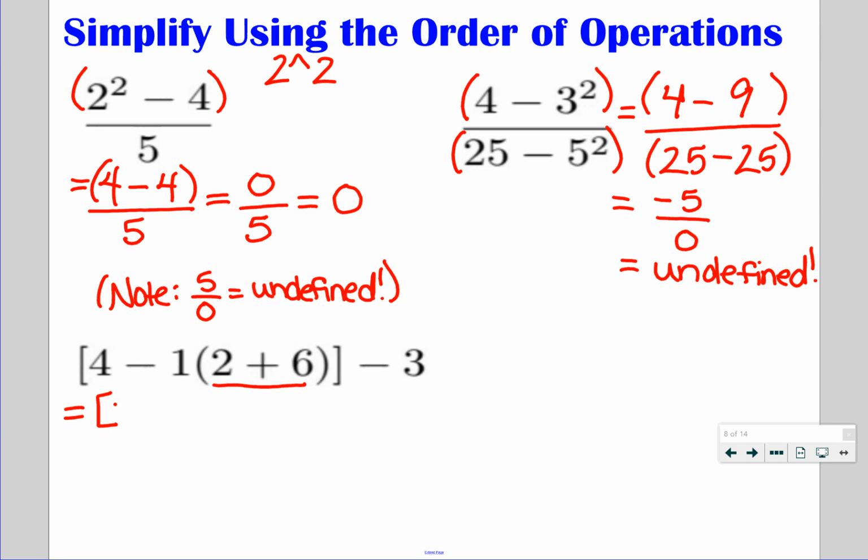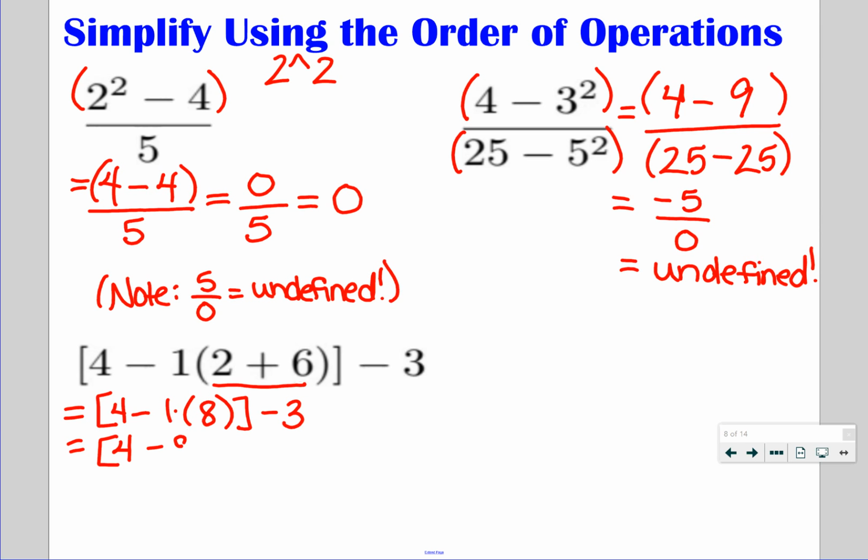The first thing I can simplify in this problem is 2 plus 6, which gives me 8. If you don't have an operation between a number and a parentheses, that means multiplication. So again, continuing to simplify inside my parentheses, the 8 on the inside there, nothing else I can do with it. If I have subtraction and multiplication, the order of operations says do the multiplication first.